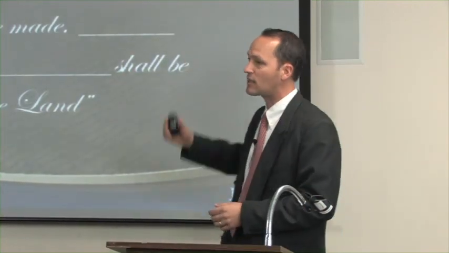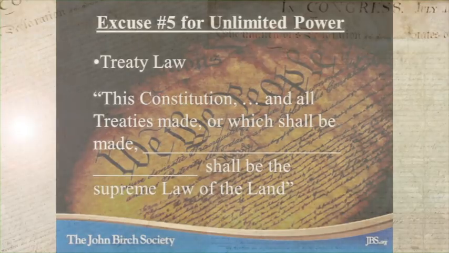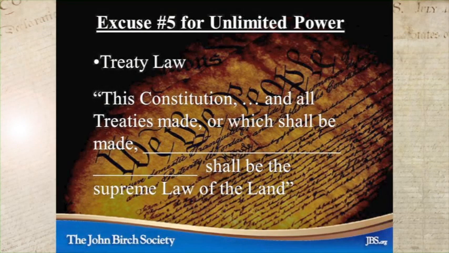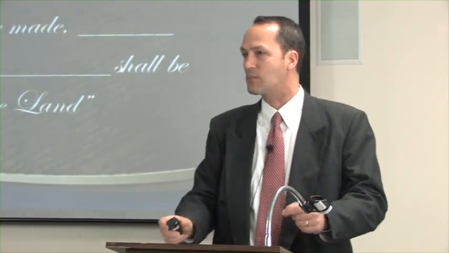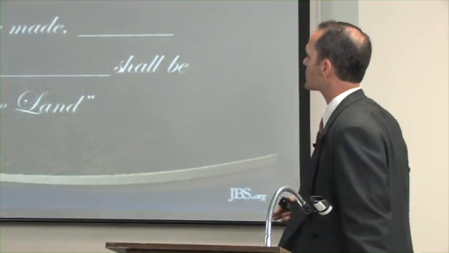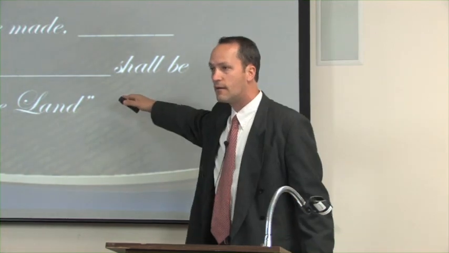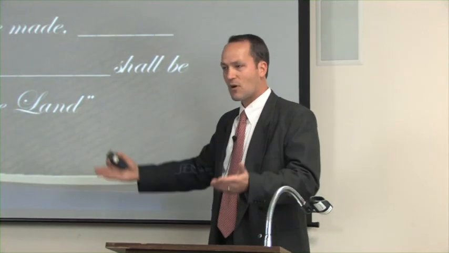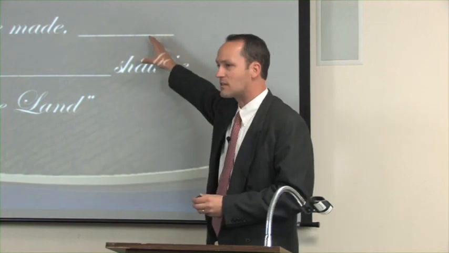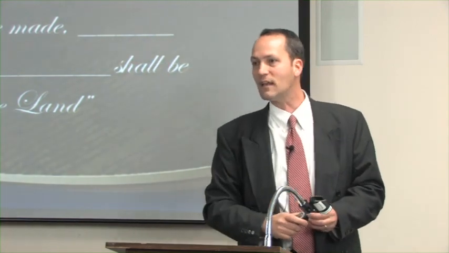Here's what the treaty clause says. This is actually part of the supremacy clause in Article 6, Clause 2. It says, this Constitution and all treaties made or which shall be made. And then you want to skip over this part because if you read it, you might understand it. And then shall be the supreme law of the land. And that's what we're told the treaty law is about. Whatever is passed as a treaty is supreme, period. And you're probably coming to recognize my pattern here. The part that's left out is the part that helps you understand the true meaning.